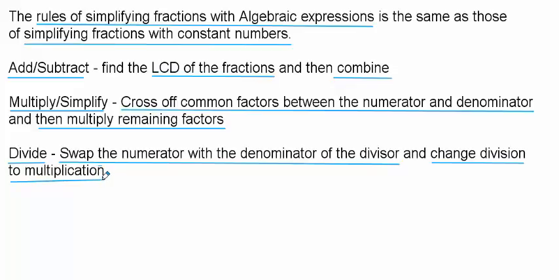Let's review some problems. Let's say we have 20a plus 10 all over 8a plus 4, and we need to simplify this fraction. If you look at the numerator, we have 20a, or 20 times a, and then a positive 10. The greatest common factor between 20a and 10 is 10. If you take a 10 out, you're left with 2a plus 1, because 10 times 2 is 20 and 10 times 1 is 10.